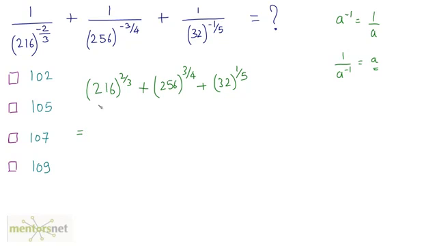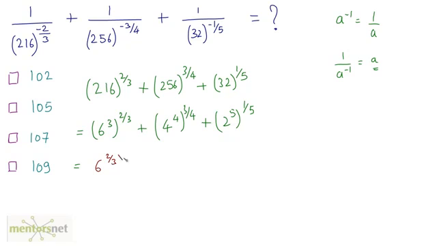And this is equivalent to 216 is 6 cube, so you have 6 cube raised to 2 by 3 plus 256 is equivalent to 4 raised to 4. Well, if you calculate 4 raised to 4, you will get 256. So this is 4 raised to 4. Then we have raised to 3 by 4. Plus 32 is 2 raised to 5. So 2 raised to 5 raised to 1 by 5. And this is equivalent to 6 raised to 2 by 3 times 3 plus 4 raised to 4 times 3 by 4 plus 2 raised to 5 times 1 by 5.